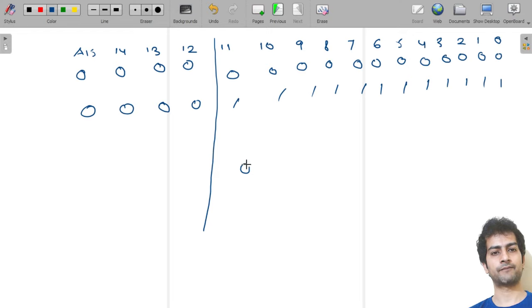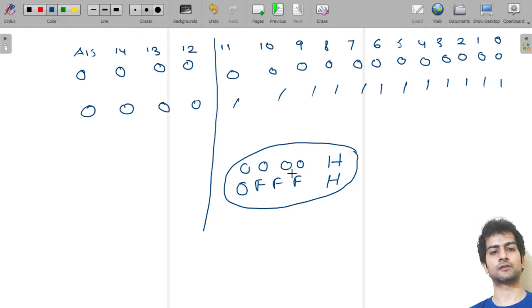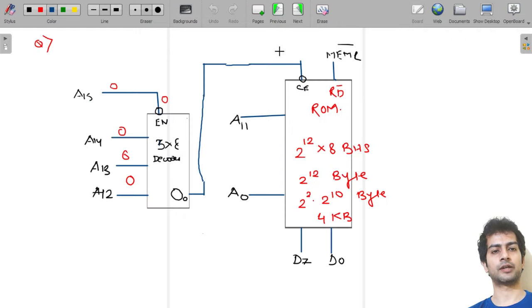The range will be 0000H to 0FFFH. This will be our range. So I hope this is clear to you.